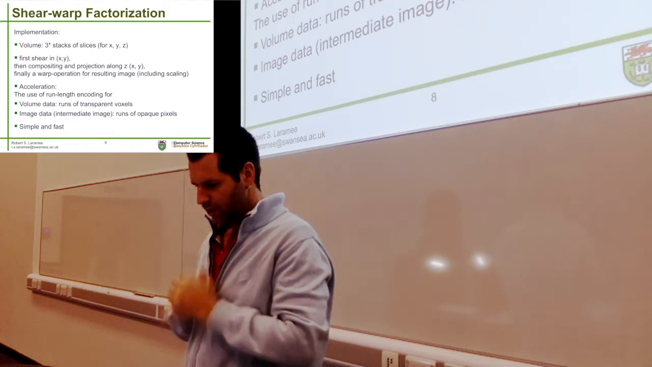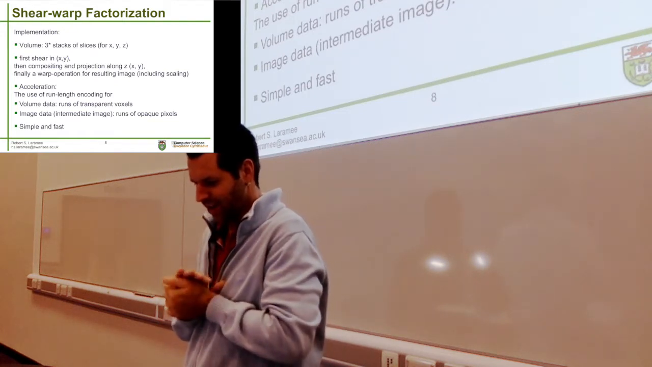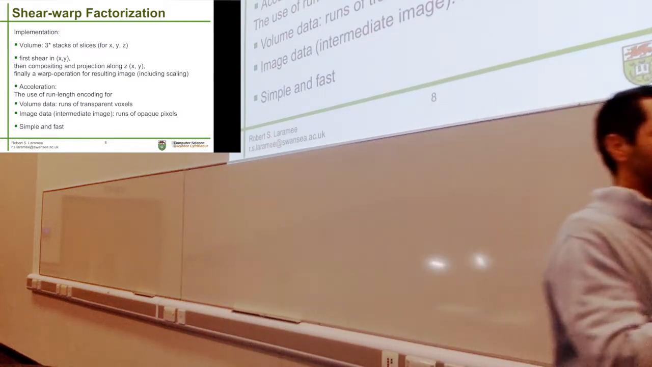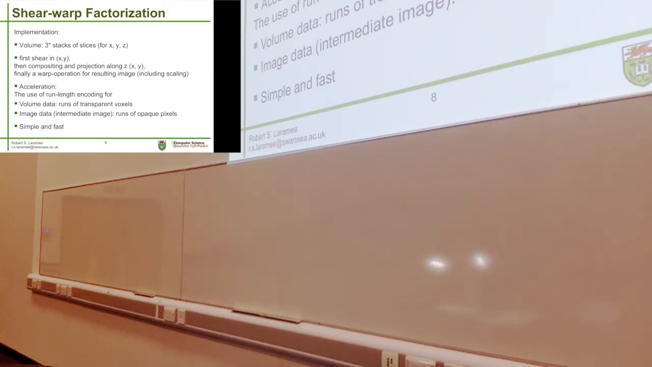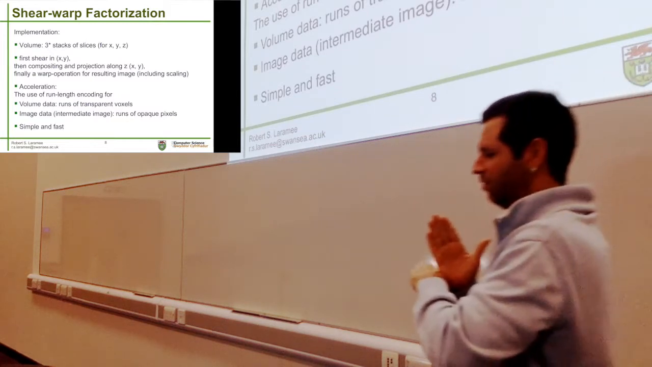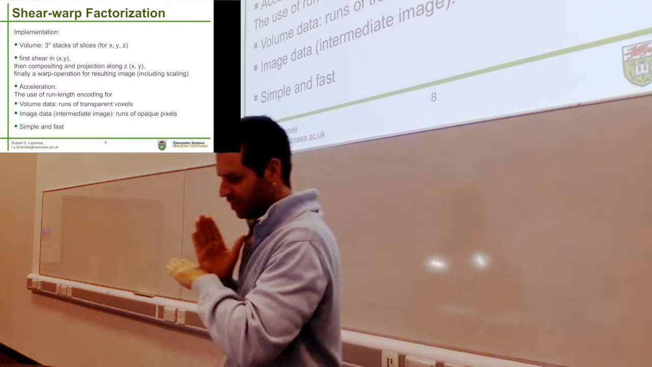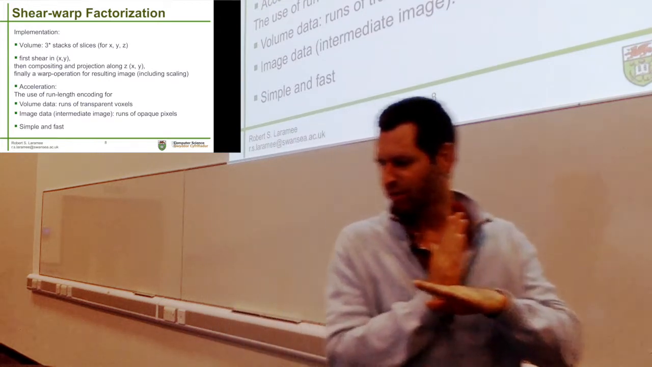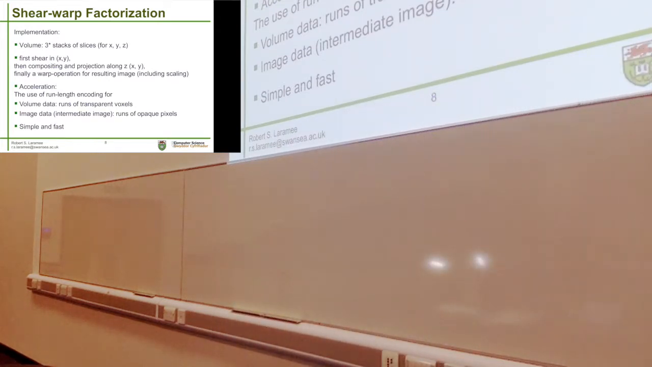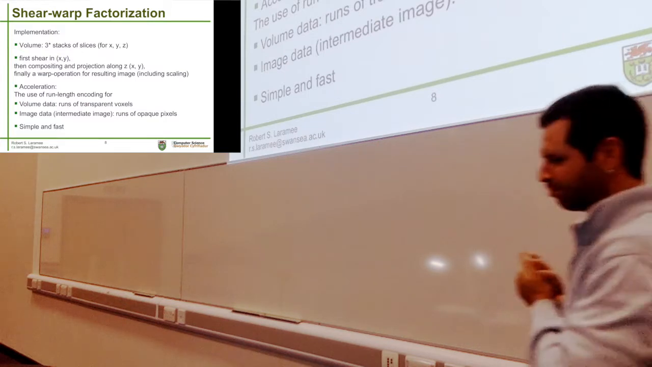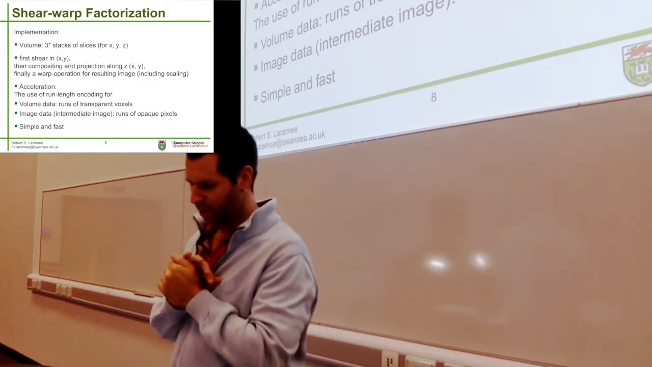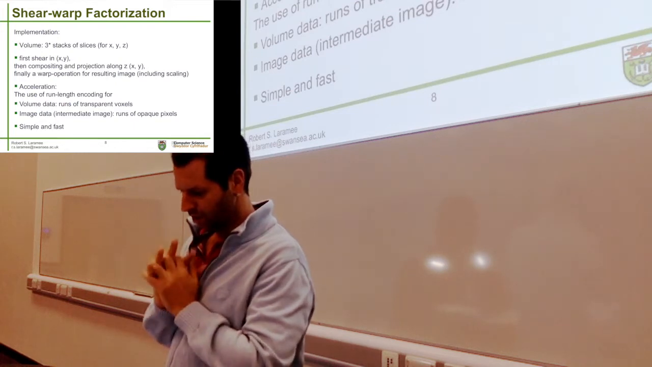So, what was I saying? One of the reasons it's faster is because the compositing is accelerated by this orthogonal configuration. And we're also going to use an acceleration technique called run length encoding for sampling the data. And that's going to be on the next slide, I believe.